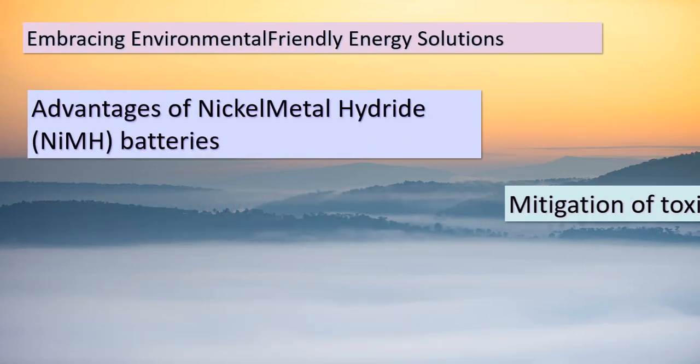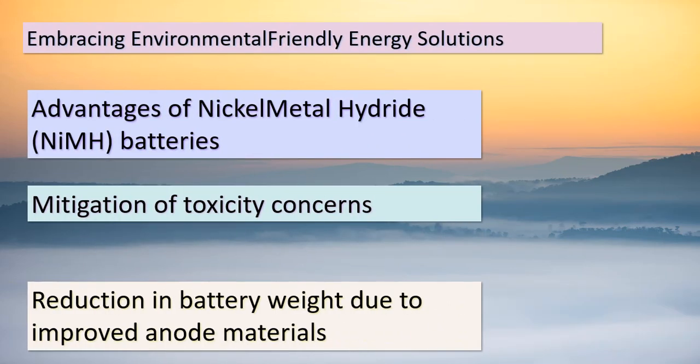As we continue our exploration, let's take a closer look at the advantages that the nickel metal hydride batteries bring to the table. These batteries have been designed with a forward-thinking approach that considers environmental impact. By steering clear of toxic materials like cadmium, NiMH batteries mitigate toxicity concerns and align with sustainable energy practices. Furthermore, the development of improved anode materials has led to a reduction in battery weight. This weight reduction is particularly noteworthy for devices that require portability, such as electronic gadgets and electric vehicles.